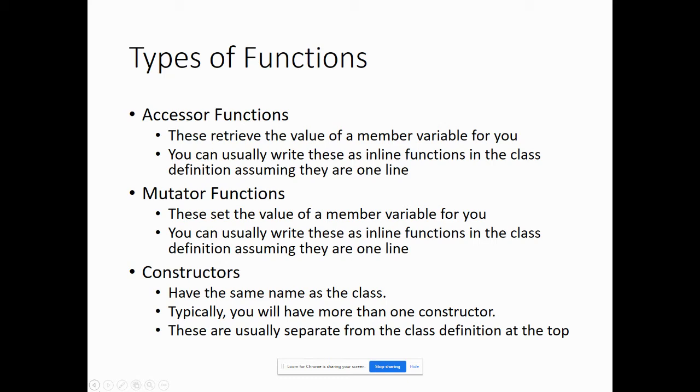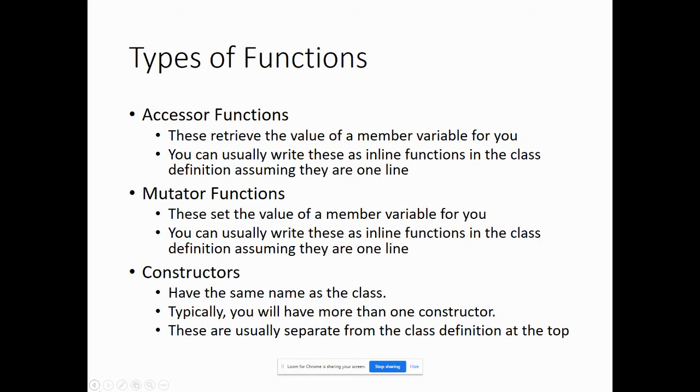And so in order to get around this problem, we write some different types of functions. One are accessors. These are also known as getters. And these retrieve the value of a member variable for you. You can usually write these as inline functions in the class, assuming that they're just one line. Mutator functions set the value of the member variable for you. And again, you can write these as inline functions, assuming they're just one line.